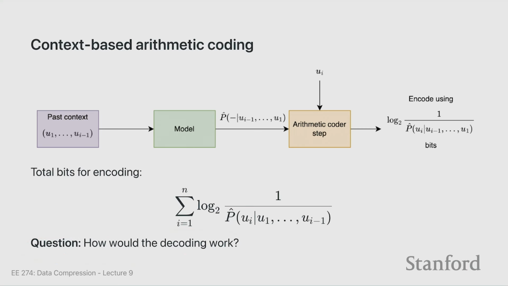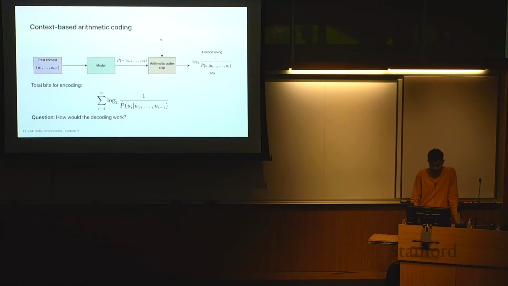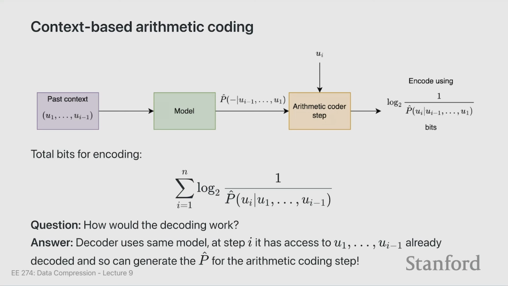Okay, anybody tell me how would the decoding work? What would a decoder block diagram look like for this thing? Does the decoder need the model? Yeah, I'm seeing some nods. So basically, you remember that arithmetic decoding is very symmetric to arithmetic encoding, right? The decoder also needs to know how to split the intervals. So the decoder needs the same model basically.